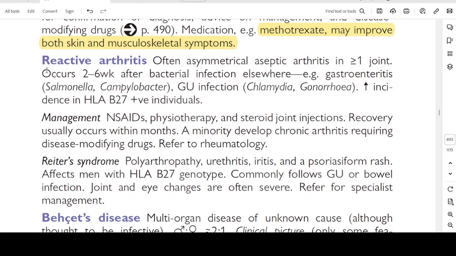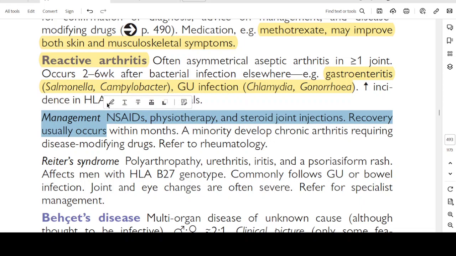Reactive arthritis. Often a symmetrical aseptic arthritis in more than one joint occurs 2 to 6 weeks after a bacterial infection elsewhere, like gastroenteritis due to Salmonella or Campylobacter, or genitourinary infection due to chlamydia or gonorrhea. So both chlamydia and gonorrhea infection, or Salmonella and Campylobacter gastroenteritis, can cause reactive arthritis, with increased incidence in HLA-B27 positive individuals.